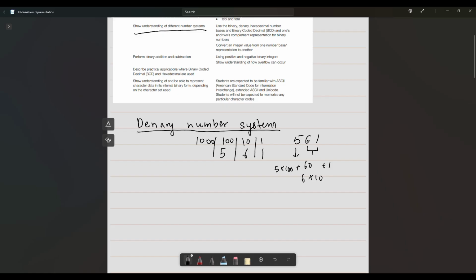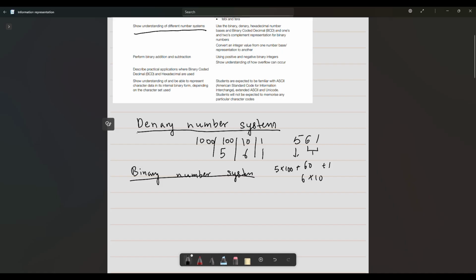But this is how we humans process numbers, whereas computers don't process it as denary. You've probably heard the term binary being thrown out there. So the number system that computers follow is the binary number system, right? They don't follow the system we follow.